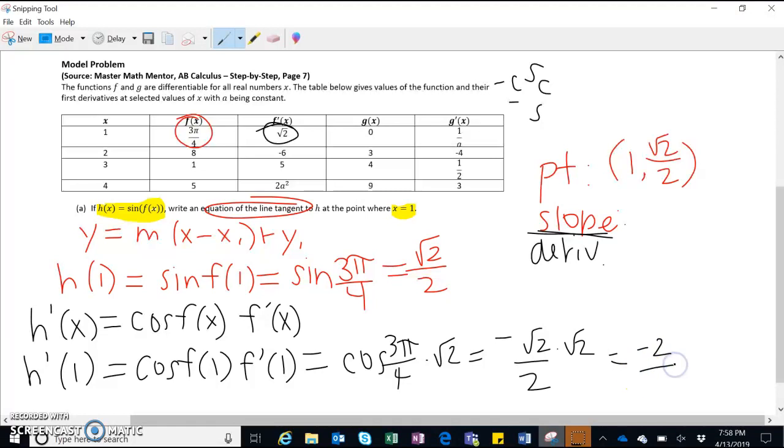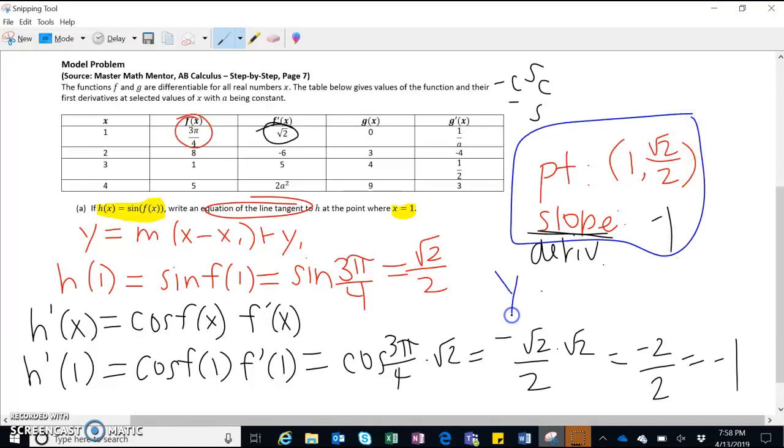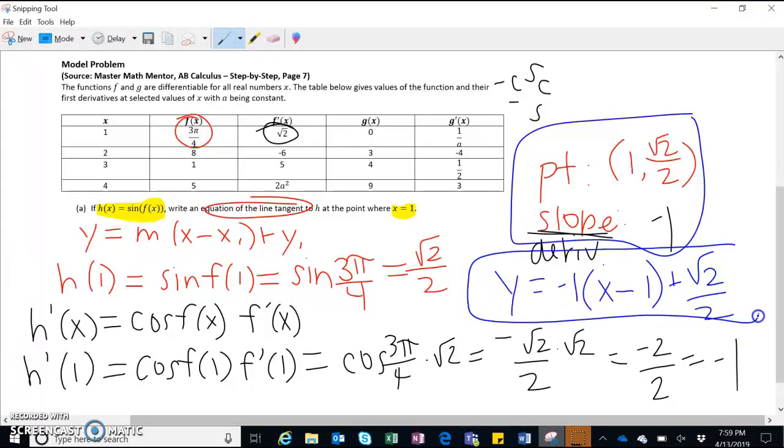My numerator is negative 2 when I multiply those radicals. Denominator is still a 2, so I get a final slope of negative 1, which means to fully answer this question, I just need to put all these pieces together in an equation of y equals negative 1 times x minus 1 plus the square root of 2 over 2. Tangent line has been written with my point of tangency and my slope.